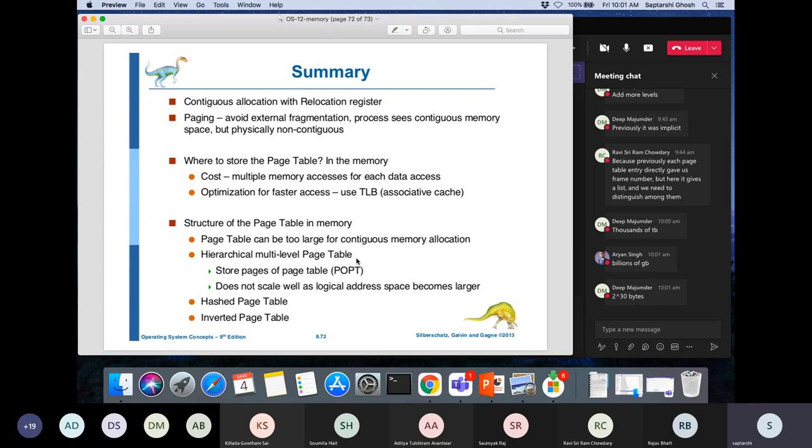So if we say 2 to the power 64, that means a huge number of GBs. Okay, so 2 to the power 34 GBs. That's actually thousands of TBs. Okay. We are talking about 2 to the power 64 logical address spaces. Does any question come to your mind?